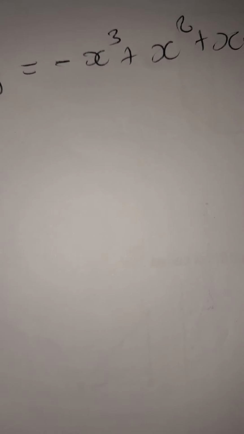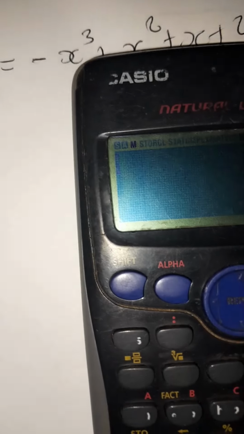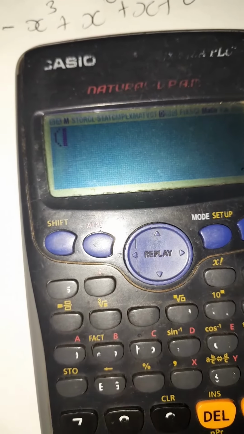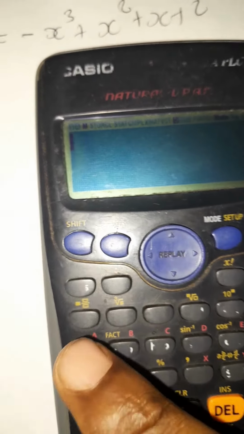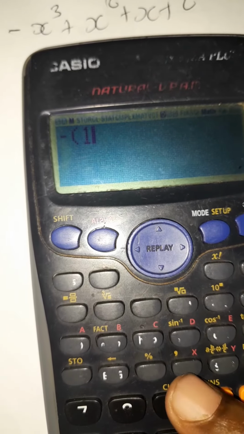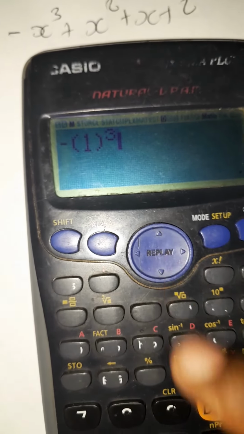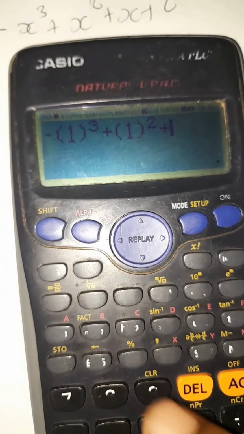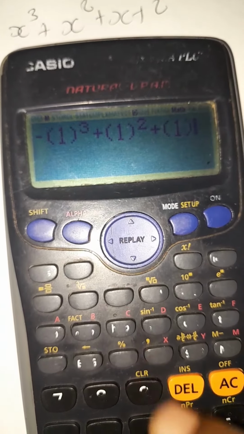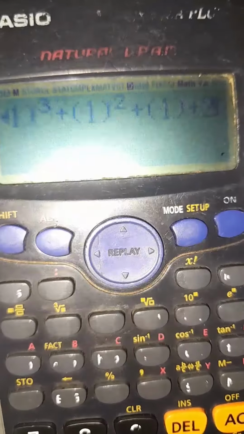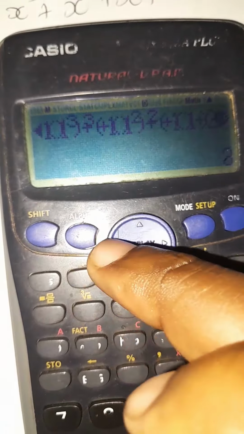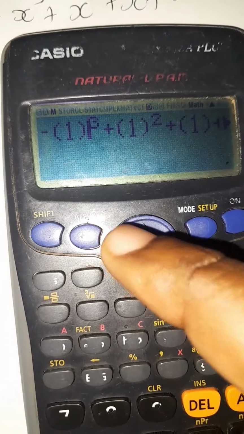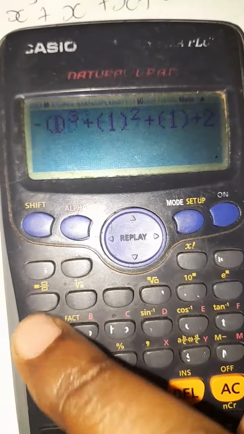But first things first, before we use synthetic division, let's take our calculator and look for possible factors that can work here. Let's start with 1. Remember, we have minus 1 cubed plus 1 squared plus 1 plus 2. What is that? That's 3. Wow, it should give us 0 if it's a factor of this equation, right? Let's try minus 1 then.